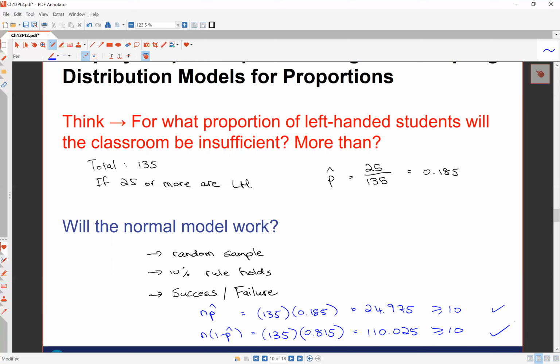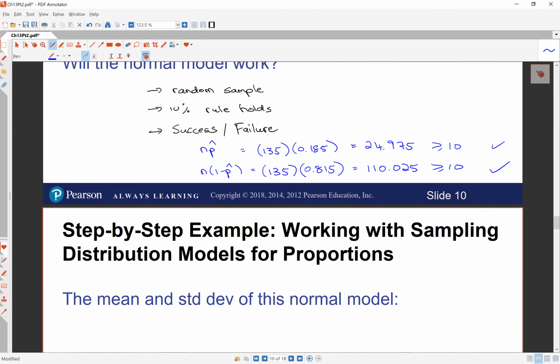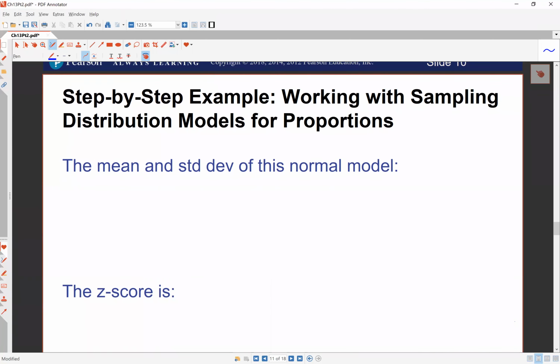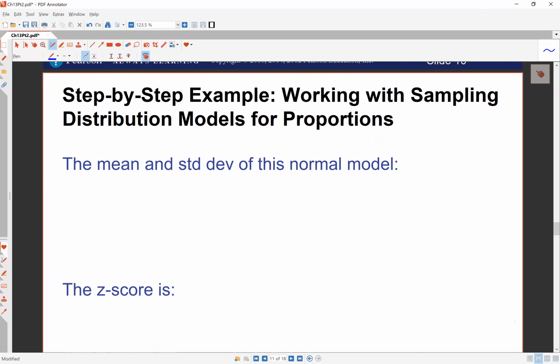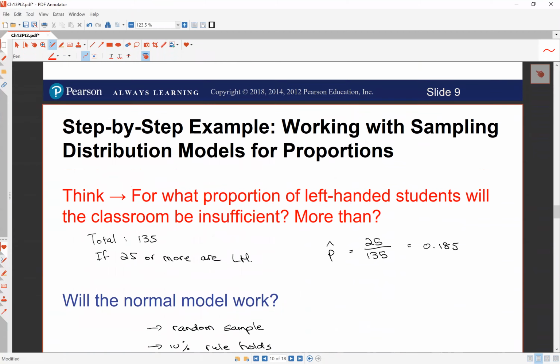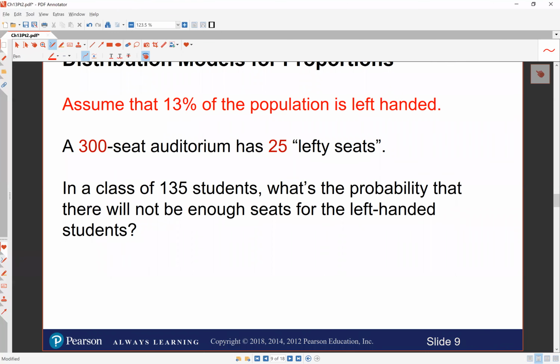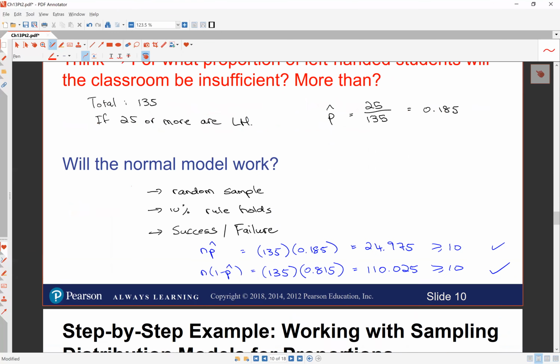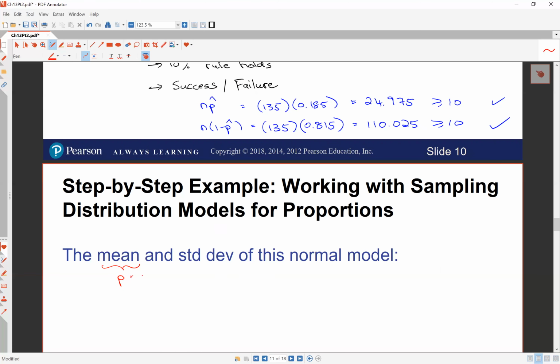I have enough information that I can proceed applying my normal model. So if I'm now working with a normal model, what is the mean and the standard deviation of that normal model? Well, remember, the mean is always given by P, the population proportion. And in our population here, we have assumed that 13% of the population is left-handed. So our value for P is 0.13.